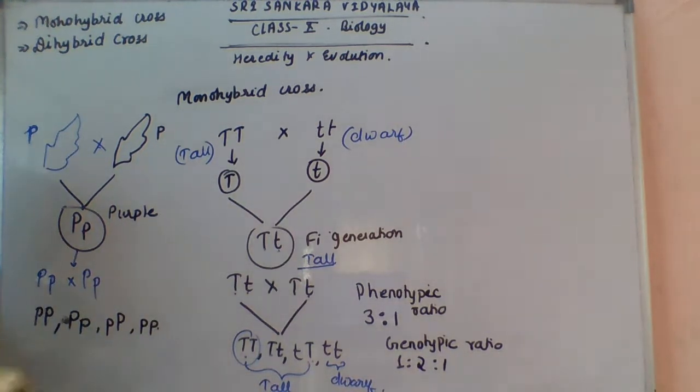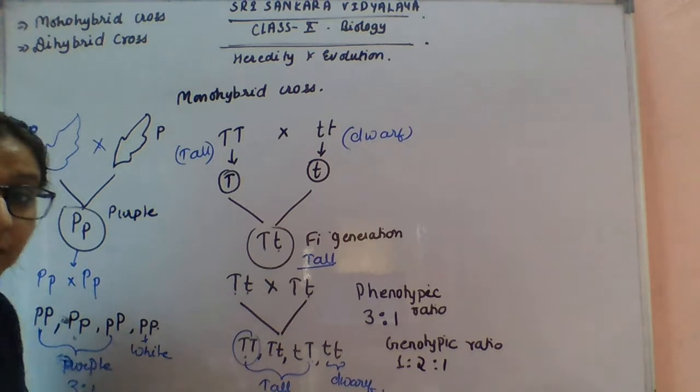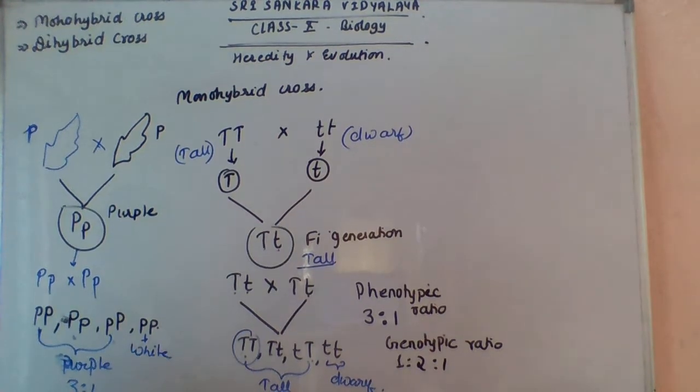Again we will be getting the same ratio here. This flower will be again purple because the dominant character is present. This flower is again purple because the dominating character is present. This one is also purple. So three flowers will be of purple color and only one flower is of white color. So here also, if we work out from the dominant and recessive traits, we are getting again the 3:1 ratio. Next, students, I will explain to you about the dihybrid cross.